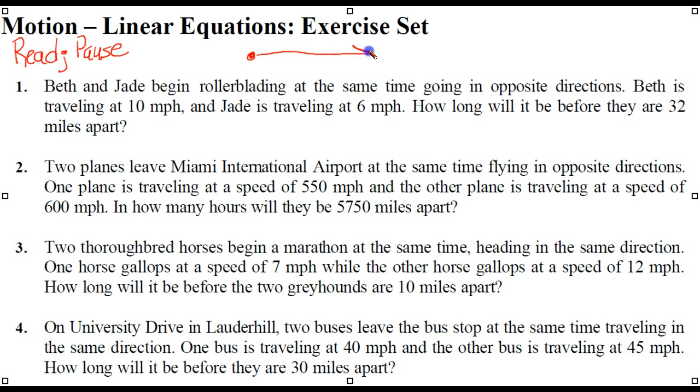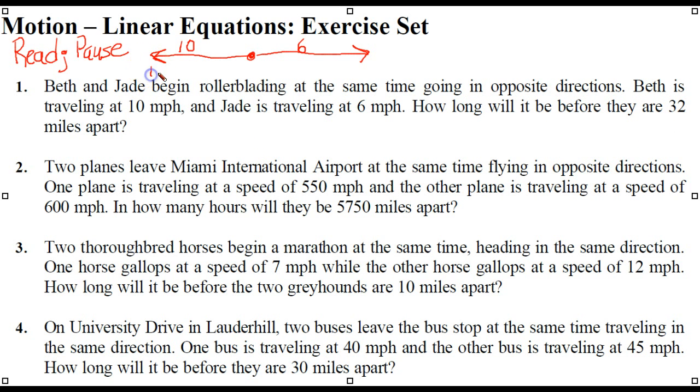One is going to go this way, and one is going to go this way, going in opposite directions. Now Beth is traveling at 10 miles per hour, and Jade is traveling at 6 miles per hour. How long will it be before they are 32 miles apart?